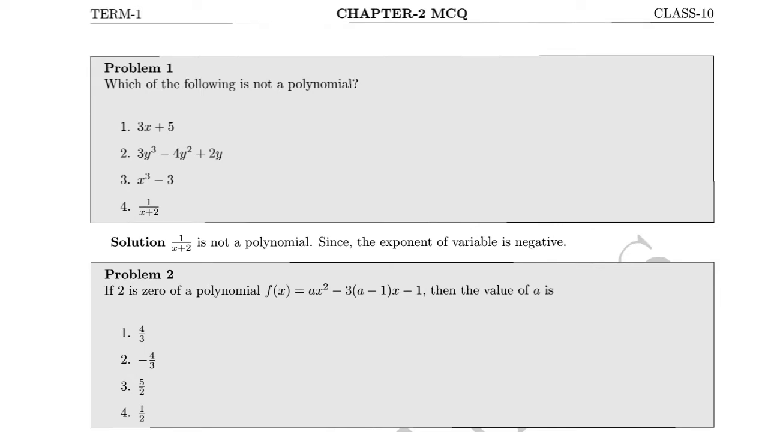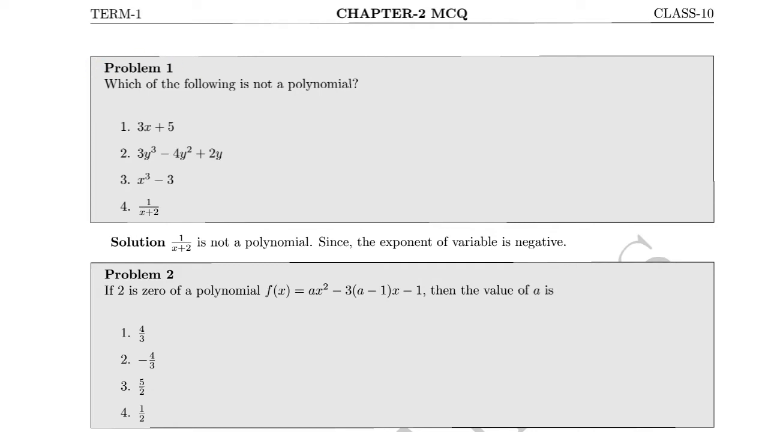In this video we'll learn about some MCQs of chapter 2 of class 10th, that is polynomials. This video is dedicated to the students who are in class 10th and are going to give board exams next month, that is, objective type problems that are coming in the boards. So we will discuss some objective type questions.